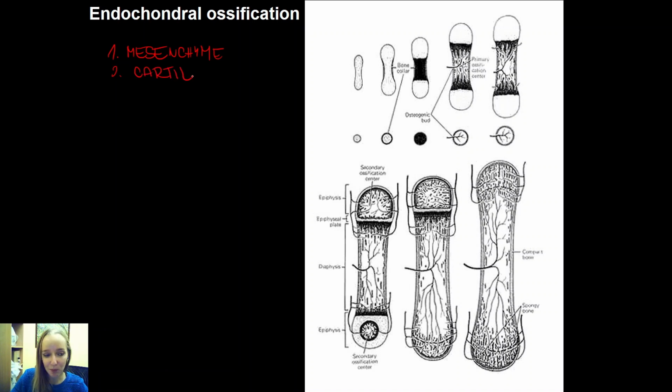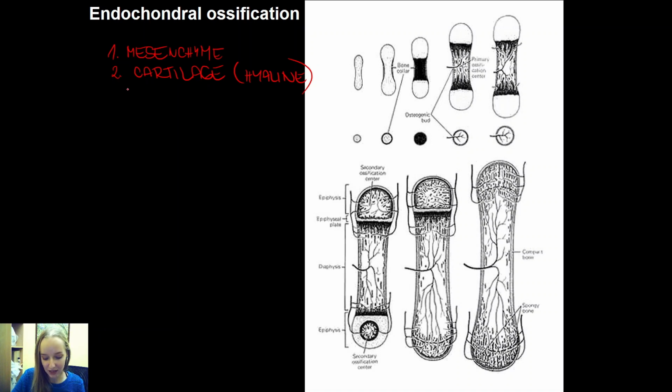So we need some model, and based on this model we can create bone. So first we form cartilage from the mesenchyme, and this cartilage is hyaline. Don't forget, we have a hyaline cartilage forming first in the process of bone formation. So this was the second step. And we know that hyaline cartilage is avascular, so it doesn't contain vessels. It's very hard to nourish the cartilage. It's dependent on diffusion.